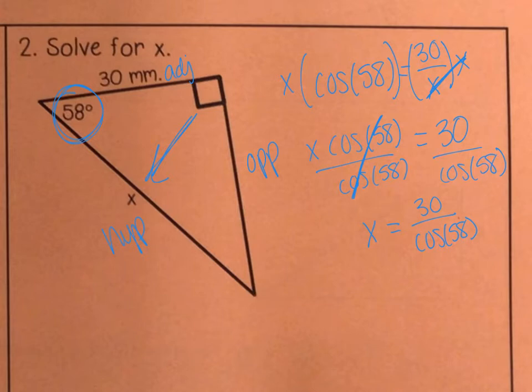So is x the only thing on its side of the equal sign now? Yes. So can I use my calculator? Yes. So I do 30. What operation? Divide cosine 58. 56.6.